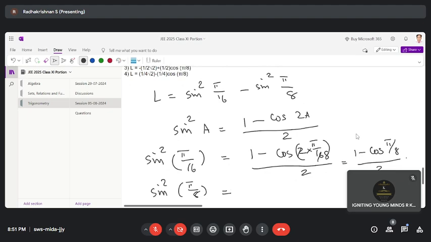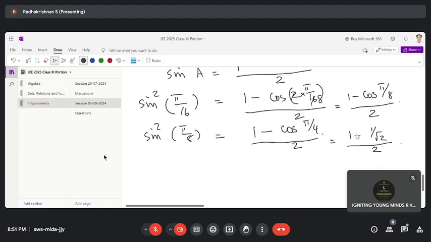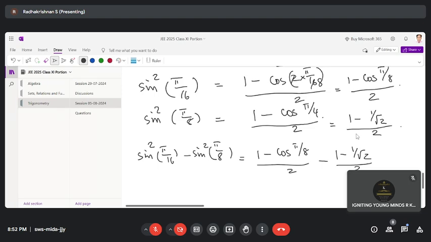Here you have to put A equal to pi by 8. So what will you get? 1 minus cos pi by 4, divided by 2. But we know the value of cos pi by 4. What is cos pi by 4? 1 by root 2. Okay. So now sin square pi by 16, you just simplify this and see which choice matches with this result.